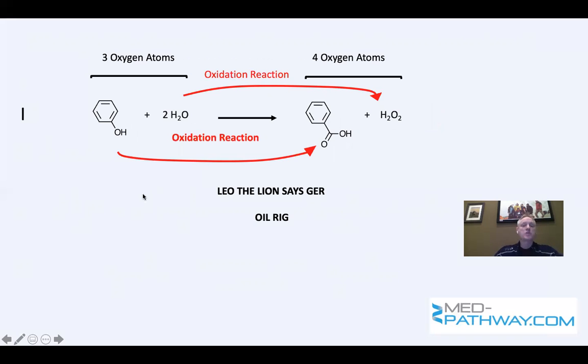So remember what oxidation is. Leo the Lion says grr, or oil rig. It's the loss of electrons. And one way to think about that is to add more oxygens to a carbon, as you see with the creation of the carboxylic acid. And you can also take a look at the oxygen in water. It goes from a -2 oxidation state to a -1 oxidation state. So it can't be number 1, although it's tempting with hydrogen peroxide.